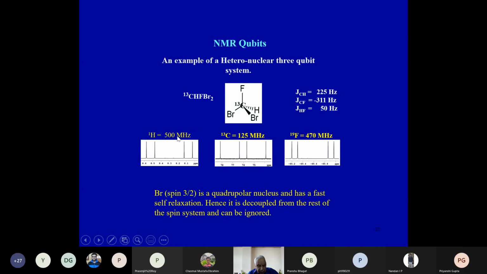In a 500 megahertz proton resonance, the proton spectrum looks like this. Carbon-13 resonates at 125 megahertz, and fluorine resonates at 470 megahertz. So we need three RF sources: 500 megahertz, 125 megahertz, and 470 megahertz. We have those in these spectrometers. The couplings are very important. The single bond couplings are large, and 2 bond couplings are 50 hertz or so. Okay.